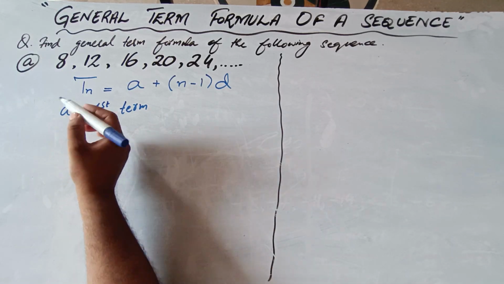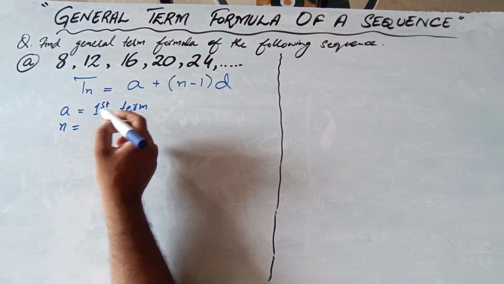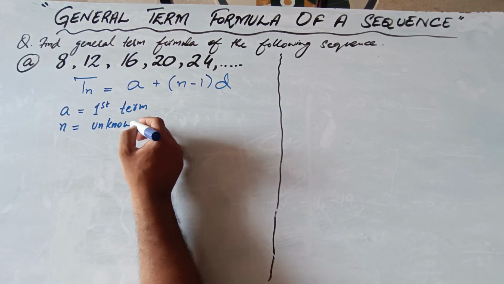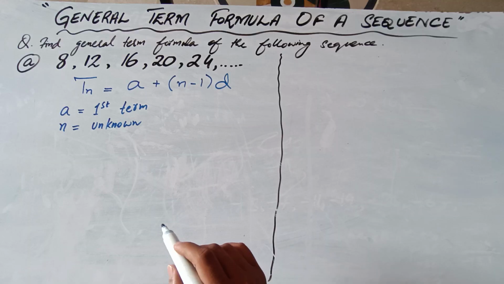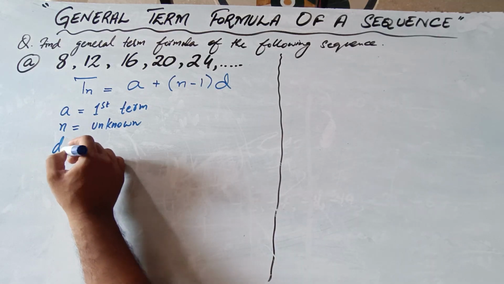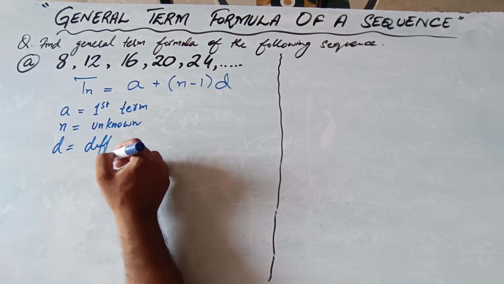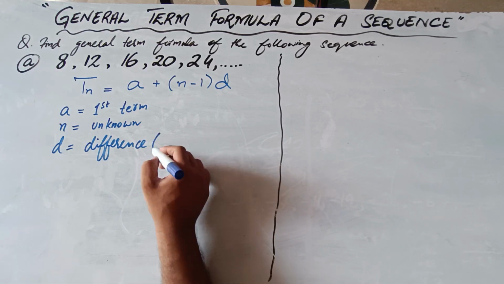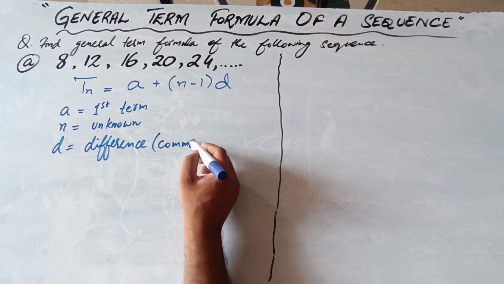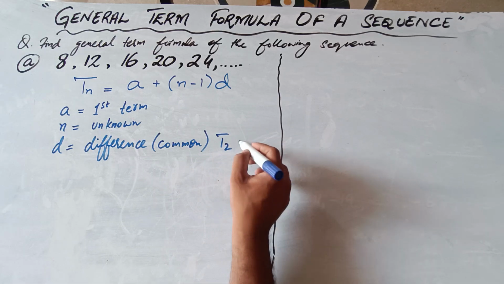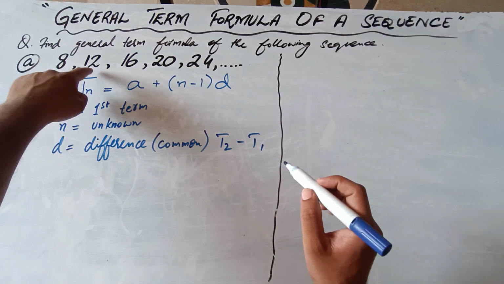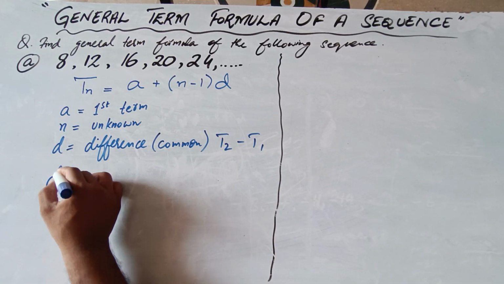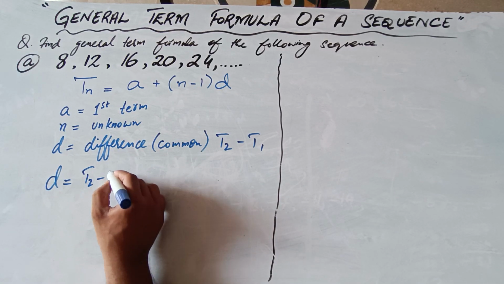n will remain unknown, and that will help us in finding the particular term of that sequence. And d is the common difference. A common difference can be found by T2 minus T1, meaning second term minus first term. So first of all we will find the common difference by this formula, T2 minus T1.